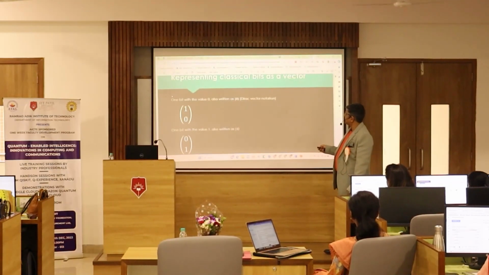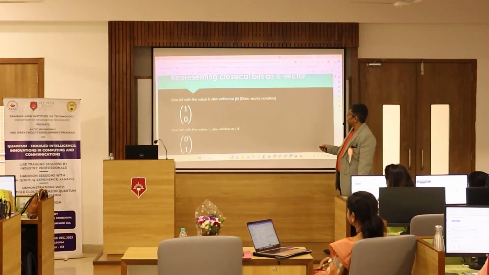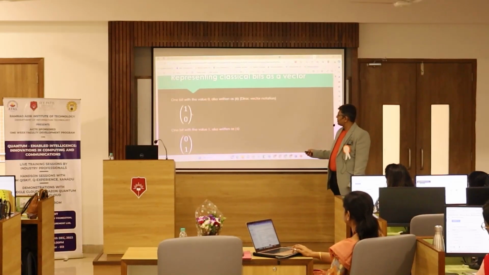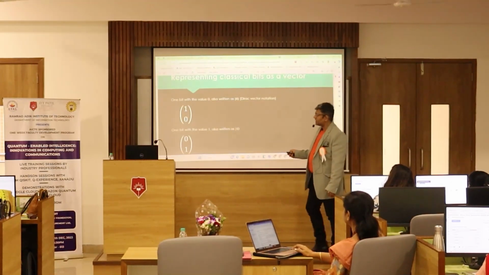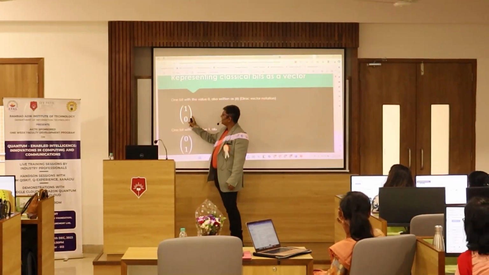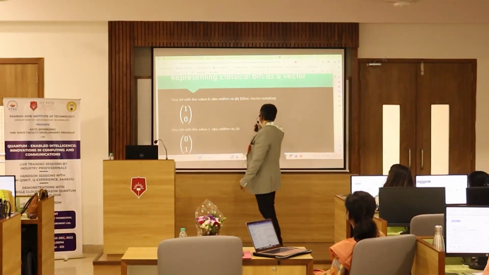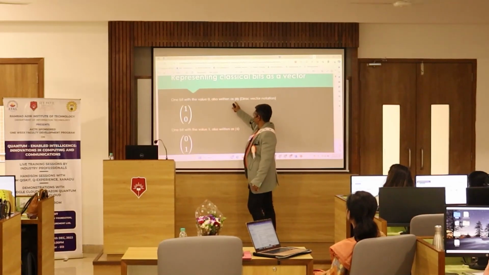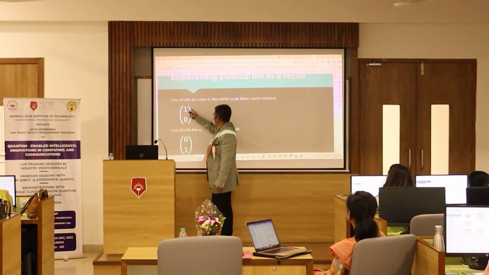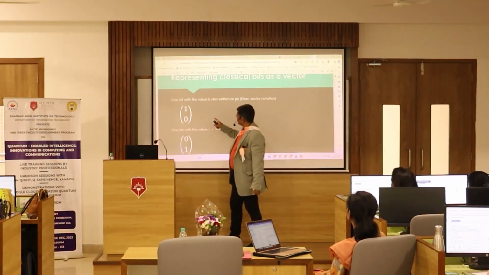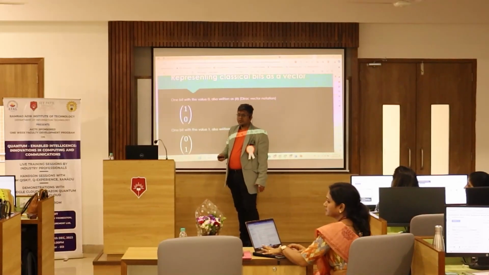Now what we are doing here is that if this is a classical bit, if classical bit 0 has to be represented in this format, which is using linear algebra, I am representing it as a 2 by 1 column matrix. So this is classical bit 0, with the value for 0 as 1. Which means that this is the value 0 and this is the value 1. So this is the state space actually.